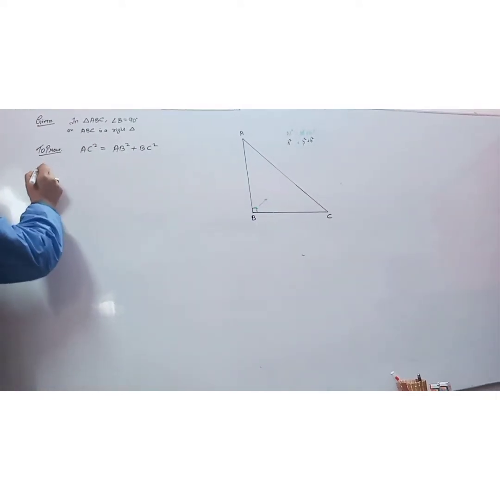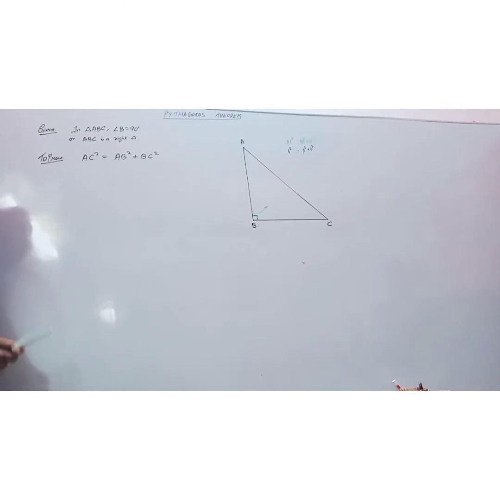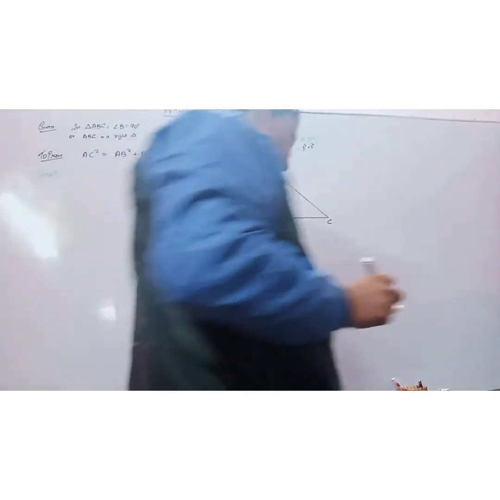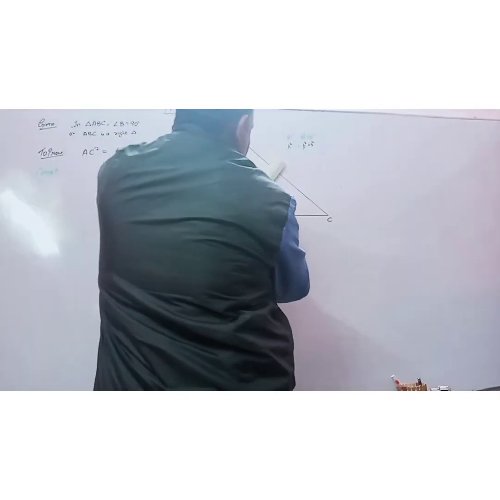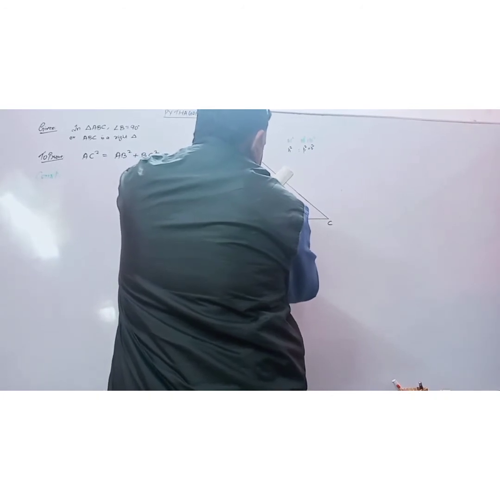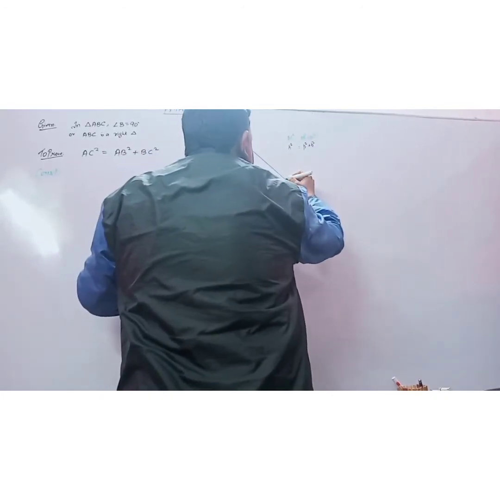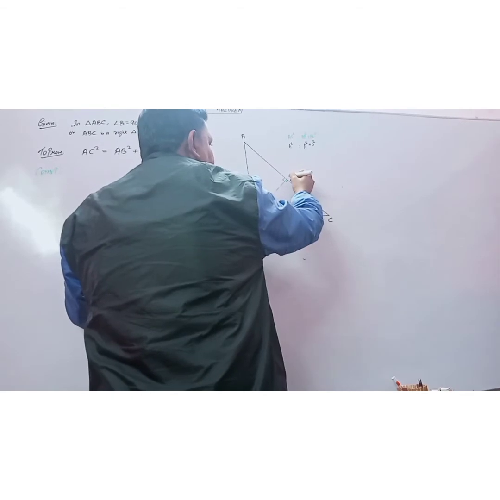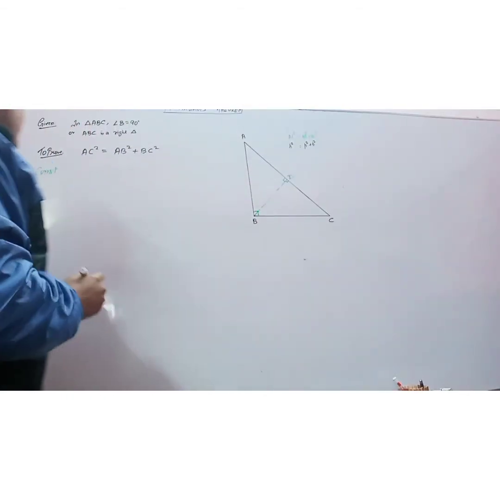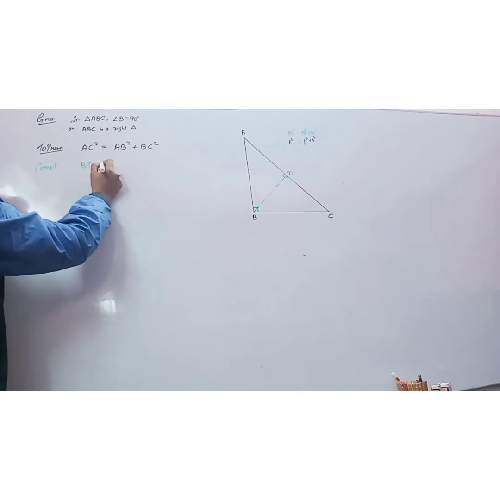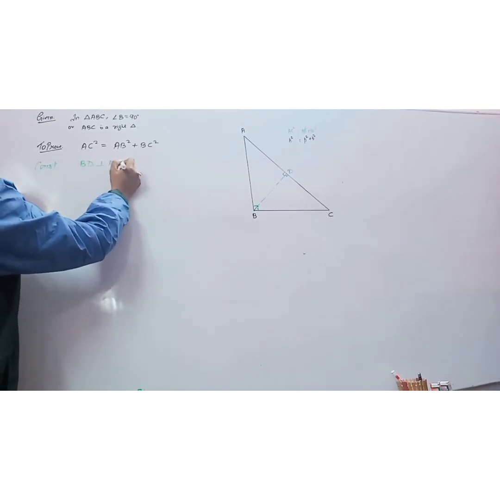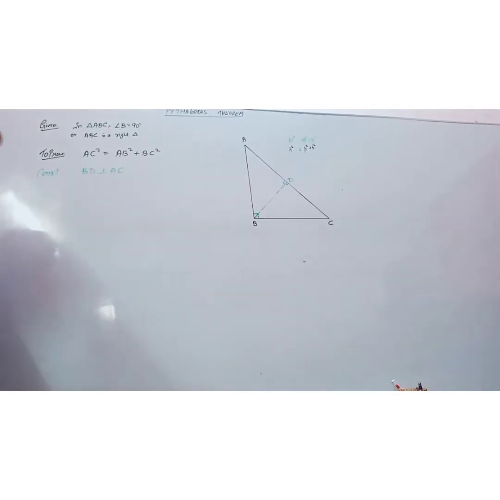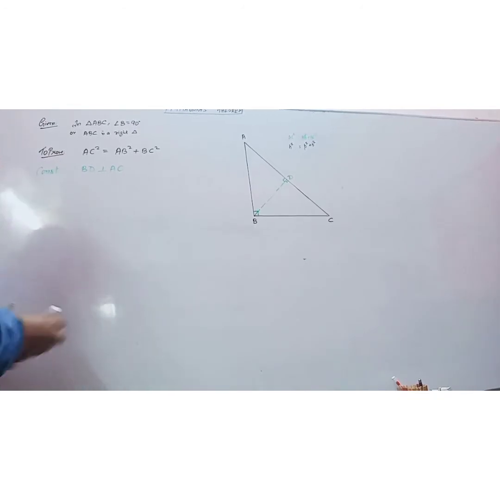Now we require a construction over here, and it is very easy. The construction is, we are going to draw a perpendicular from B to AC. This will be our construction. Let it be BD. We are going to construct BD perpendicular to AC. Now the main reason behind the construction, you will come to know soon.